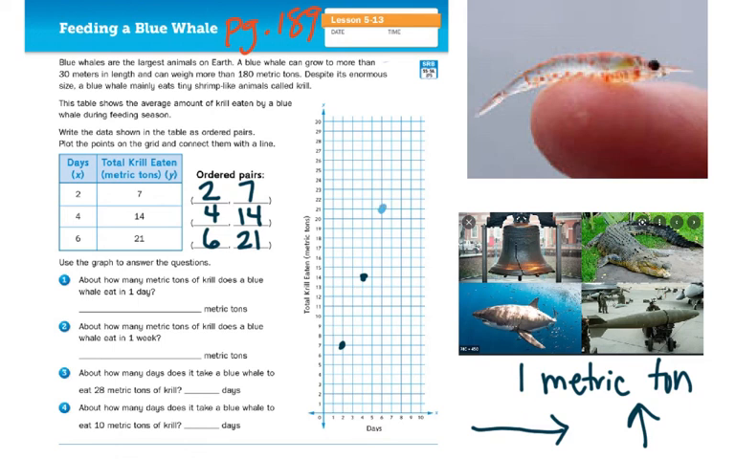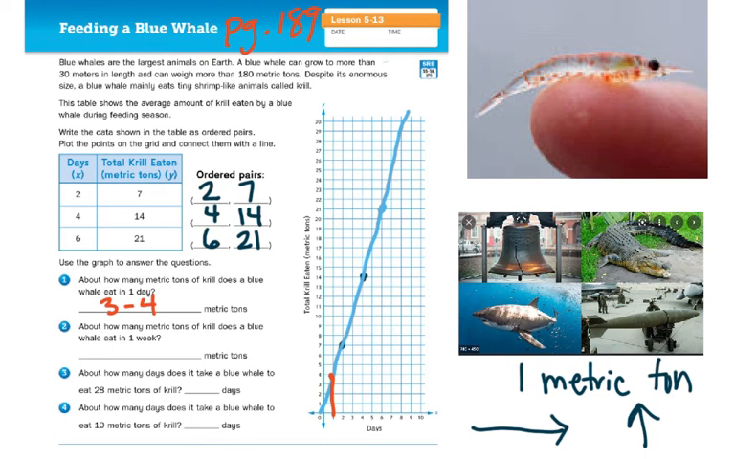So what we want to do is you'll be able to do this a little bit easier on your math journal page. So find a straight edge and draw a line connecting all of those points. You'll do a much better job than I will, because if I lay something down, it marks it. So about how many metric tons does a blue whale eat in one day? So if we go over to 1, here's 1 right here, over 1. It goes about right there, which I would say about 3 to 4 metric tons.